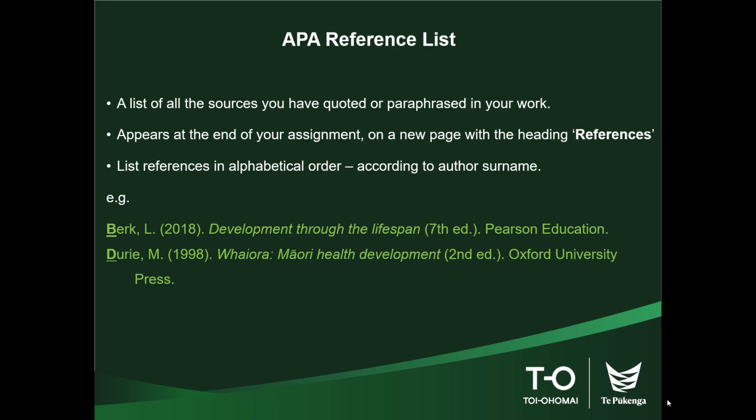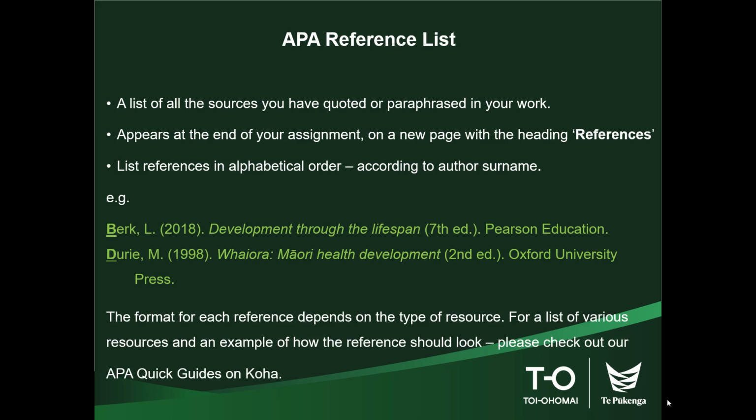For example, Development Through the Lifespan by Burke would be listed above Whai Ora Māori Health Development by Drury because B comes before D alphabetically. The format for each reference depends on the type of resource. For a list of various resources and an example of how the reference should look, please check out our APA Quick Guides on Koha under the Referencing and Citing tab.